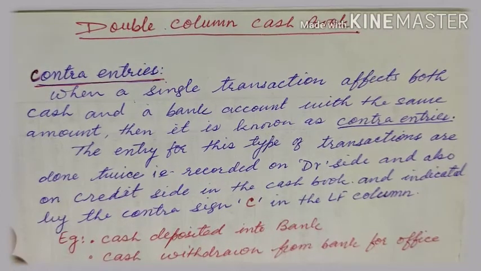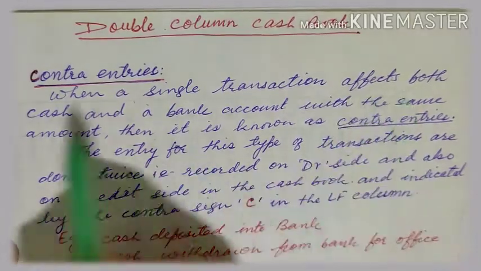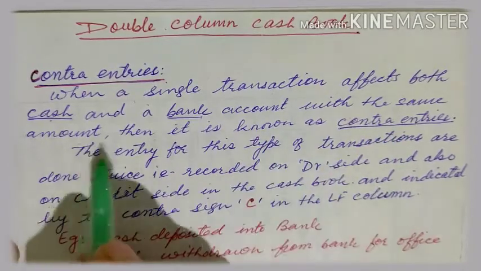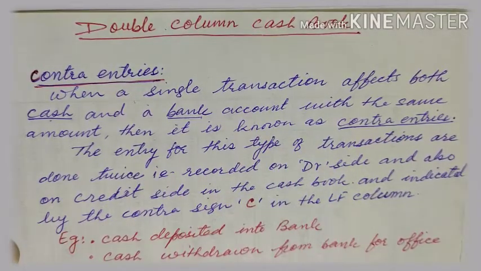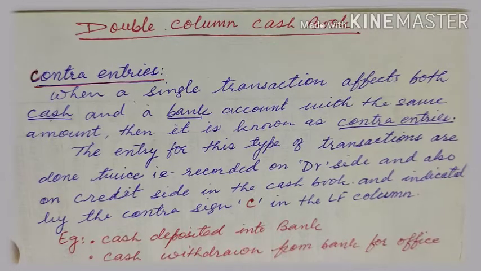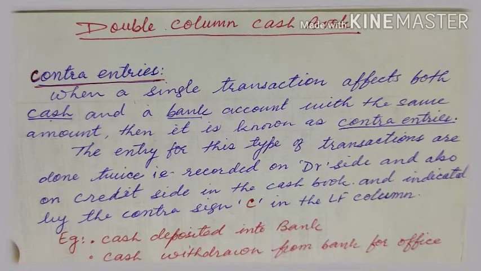Now it's a double column cash book and contra entries. So let's understand what contra entries are. When a single transaction affects both cash and bank account with the same amount, then it is known as contra entries. That means one transaction will have both the aspects, that is cash account as well as bank account in the same transaction. Then that transaction is known as contra transaction, and we need to make the contra entries.